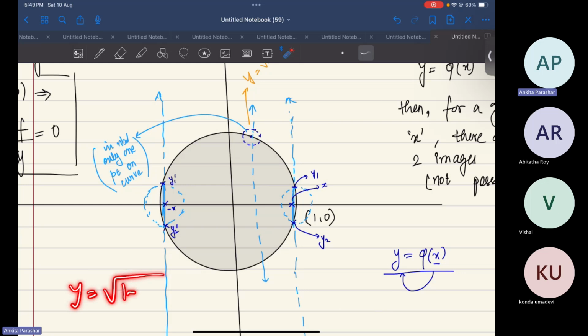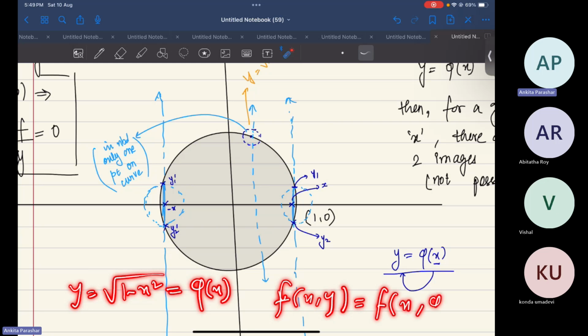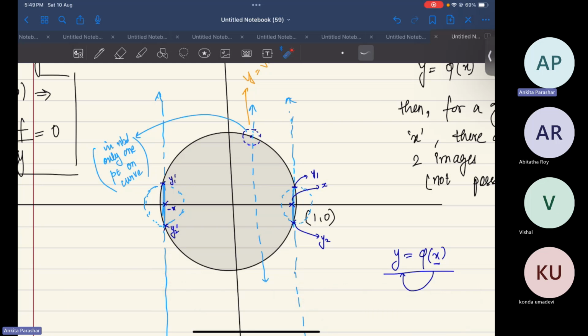Y can be written in terms of x. This is your phi x. So your function f of x comma y, you can always write as f of x comma phi x. But this is only true for all the points except the 2 points, 1 comma 0 and minus 1 comma 0. This is what I want to say. Does it make sense?